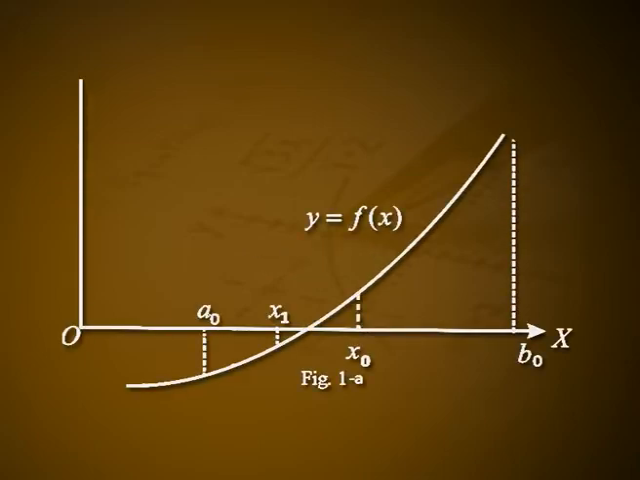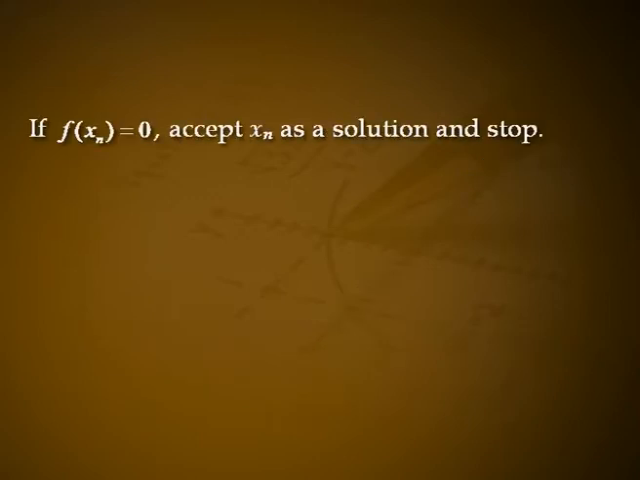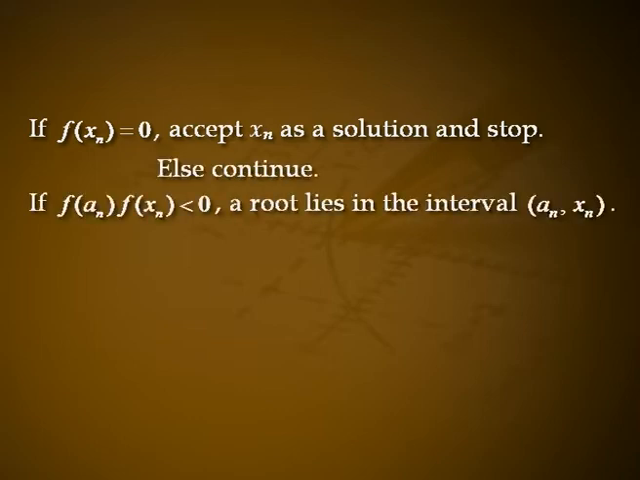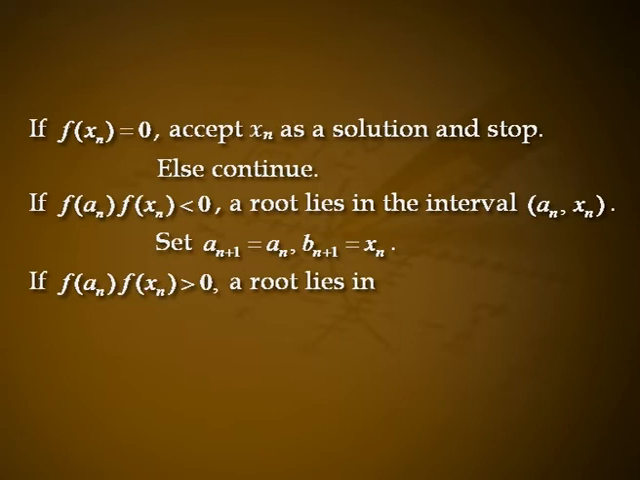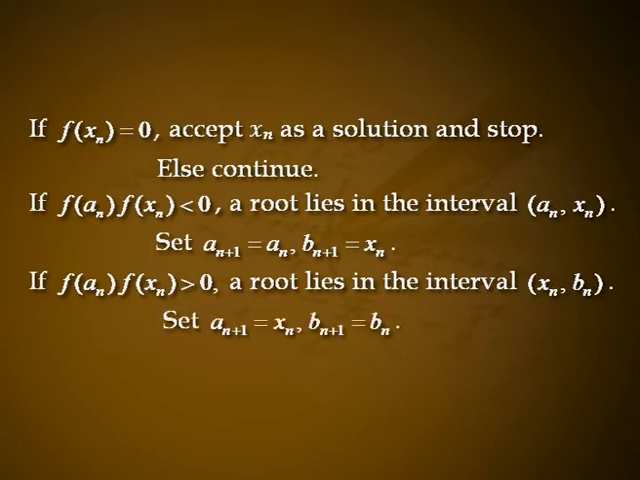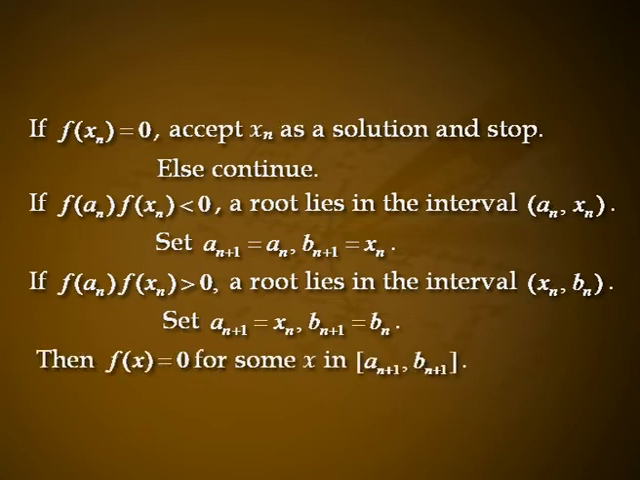For example, see figure 1a for x0. If f(xn) = 0, accept xn as a solution and stop, else continue. If f(an) × f(xn) < 0, a root lies in the interval [an, xn]. Set an+1 = an and bn+1 = xn. If f(an) × f(xn) > 0, a root lies in the interval [xn, bn]. Set an+1 = xn and bn+1 = bn. Then f(x) = 0 for some x in [an+1, bn+1].